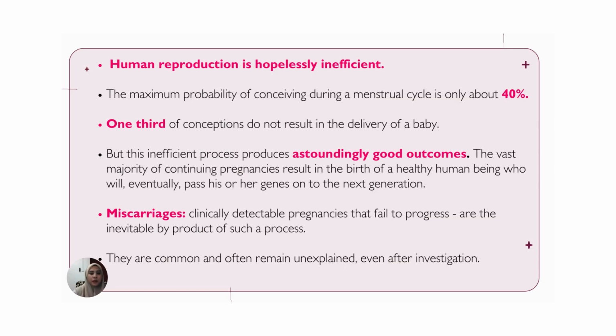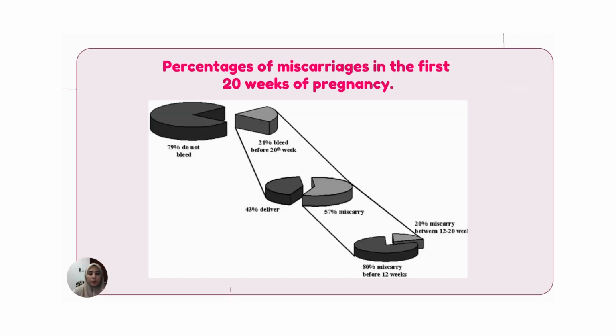Miscarriages, clinically detectable pregnancies that fail to progress, are the inevitable byproduct of such a process. They are common and often remain unexplained even after investigation. This pie chart shows the percentage of miscarriages in the first 20 weeks of pregnancy. As you can see, 80% of miscarriages happen before 12 weeks and 20% happen between 12 to 20 weeks of pregnancy.